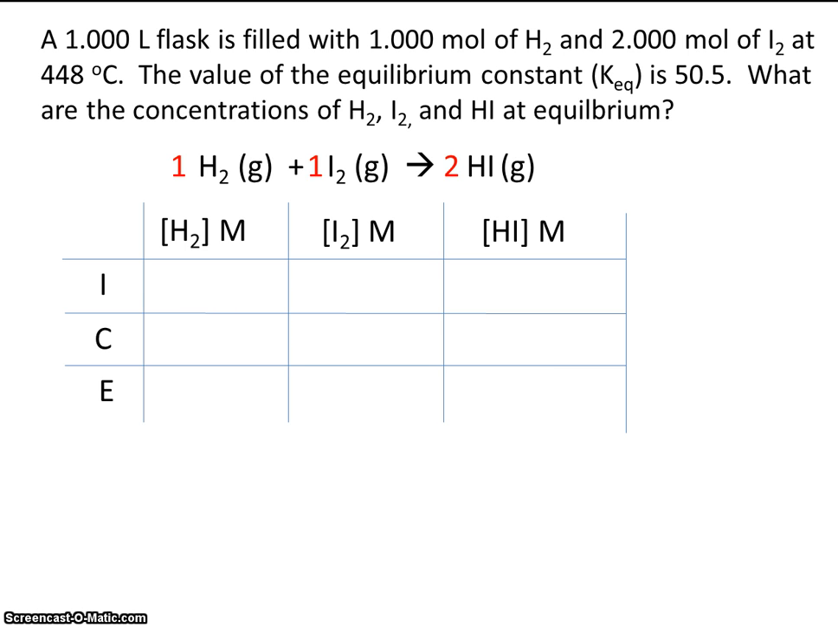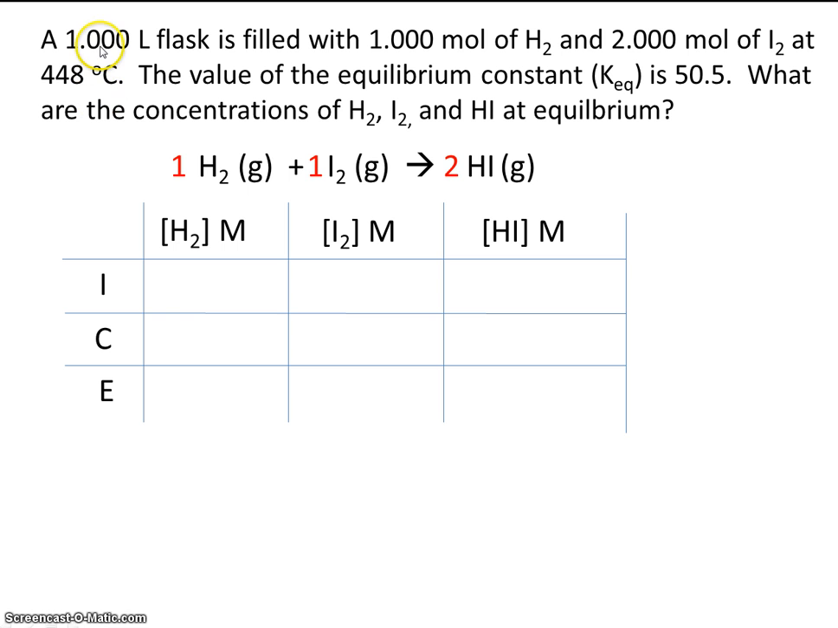Okay, a 1 liter flask is filled with 1 mole of hydrogen and 2 moles of iodine at 448 degrees C. Turns out we won't even be really using that temperature. The value of the equilibrium constant is 50.5. What are the concentrations of H2, I2, and HI at equilibrium? So we're looking for the equilibrium concentrations of all three.